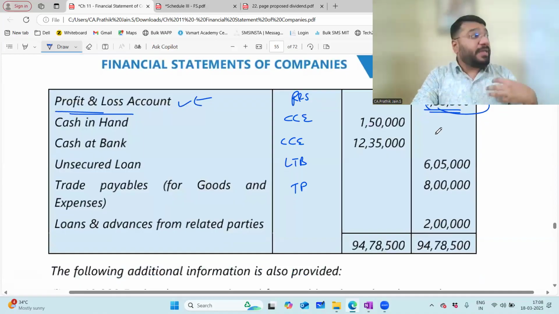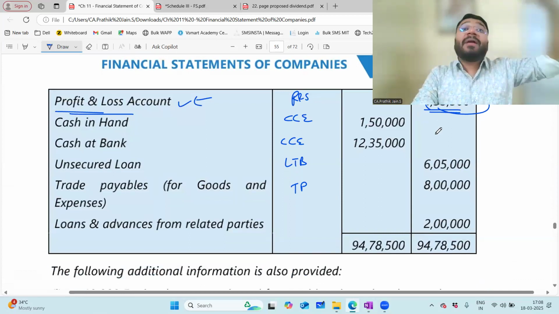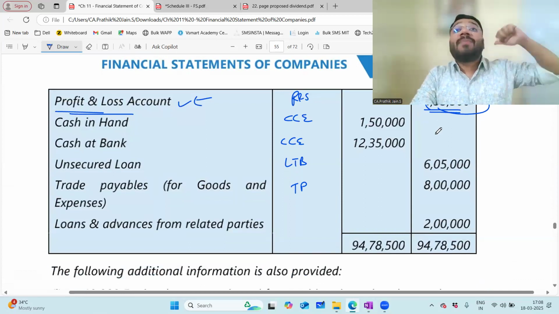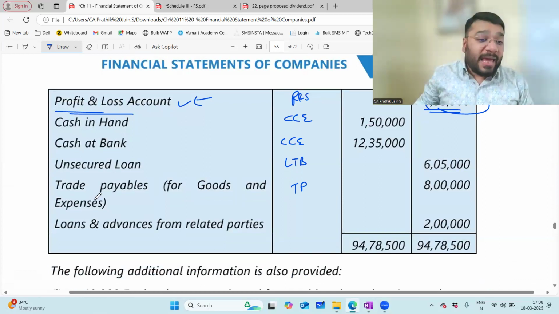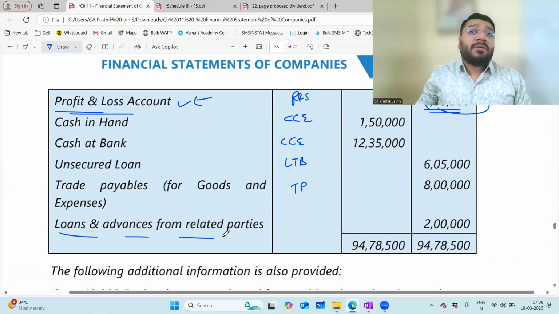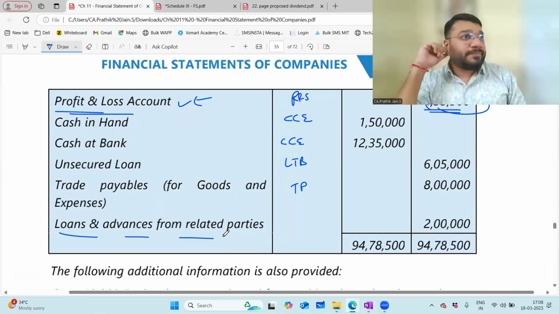It means you have taken this money from the related parties and you have to repay in future. Anything that we repay in future is a liability. And a liability will have what balance? Credit balance. So this is a liability. It's a borrowing. Now my question is, short term or long term?